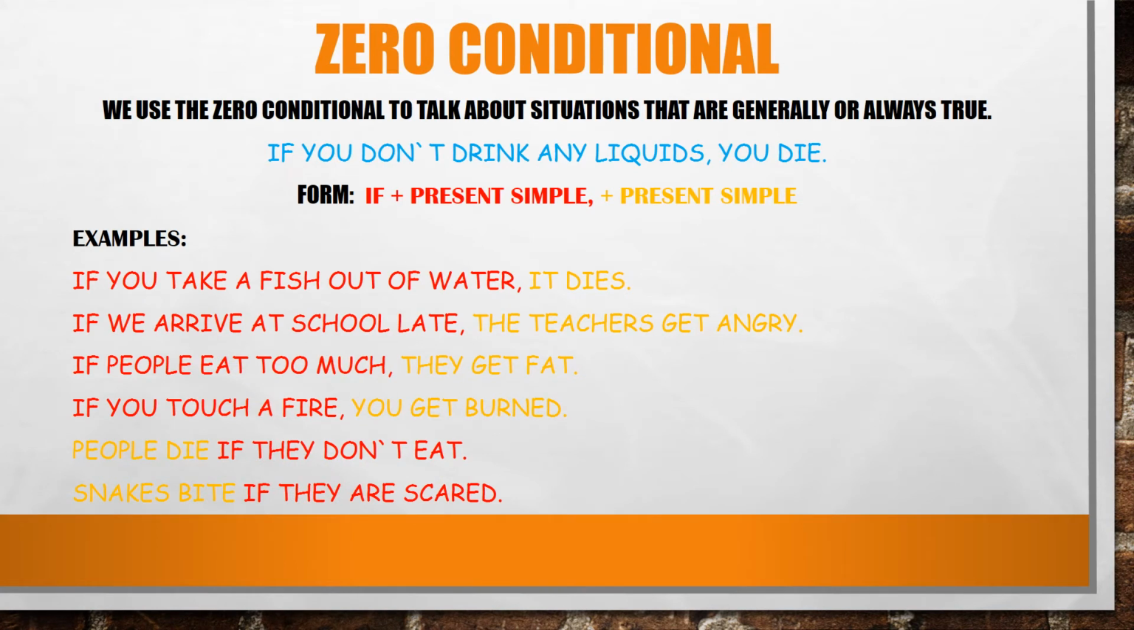Let's study the rule when we use the zero conditional. We use the zero conditional to talk about situations that are generally or always true. For example, if you don't drink any liquids, you die. We can make a zero conditional sentence with two present simple verbs, one in the if clause and one in the main clause. If plus present simple, comma, plus present simple.